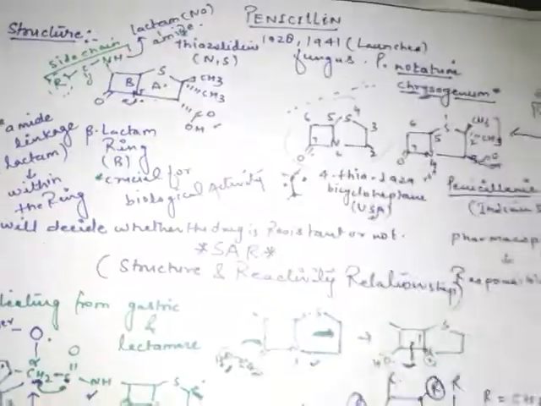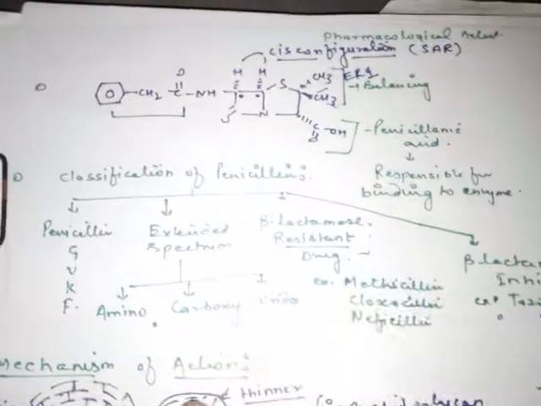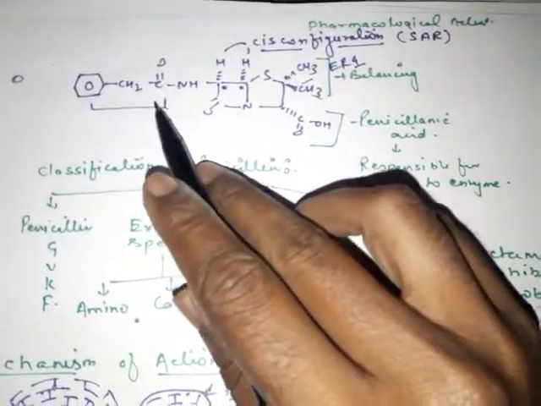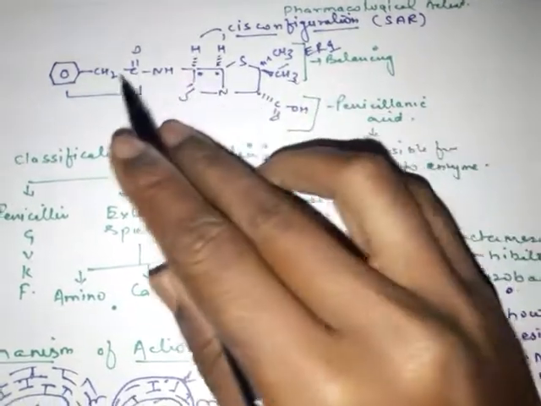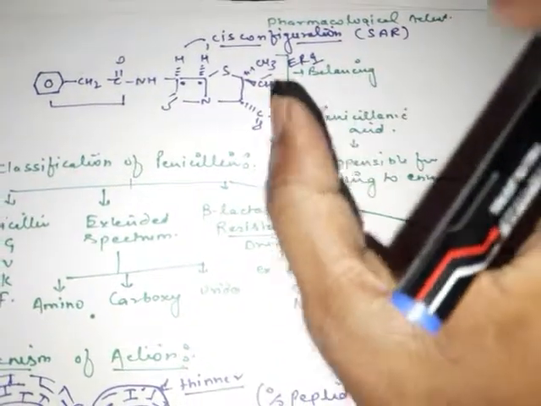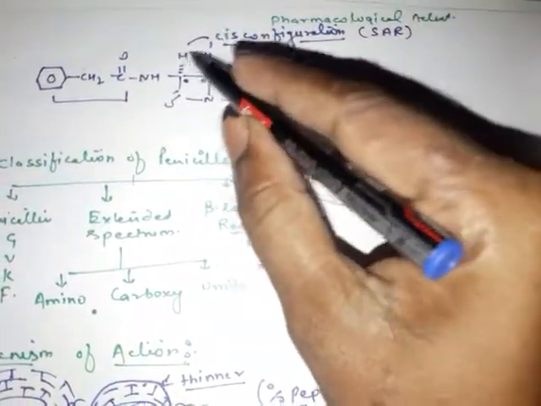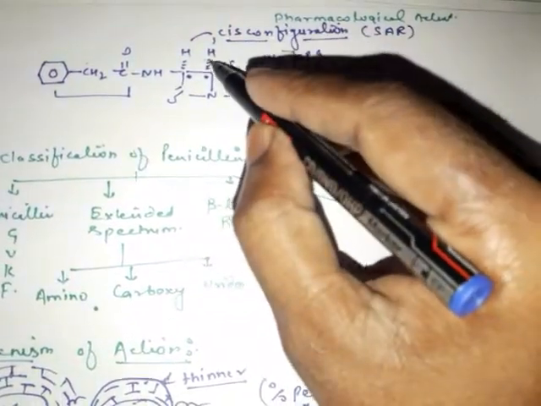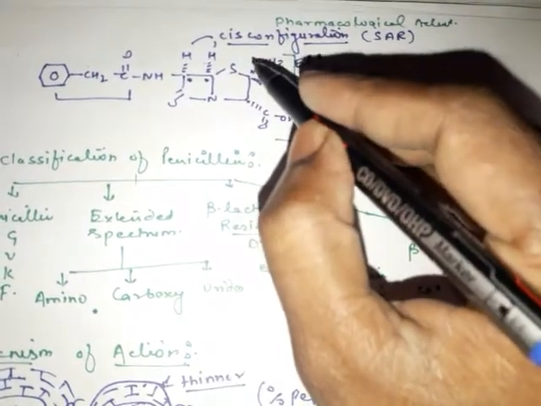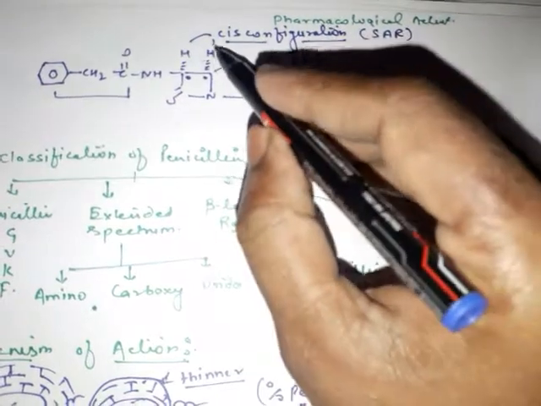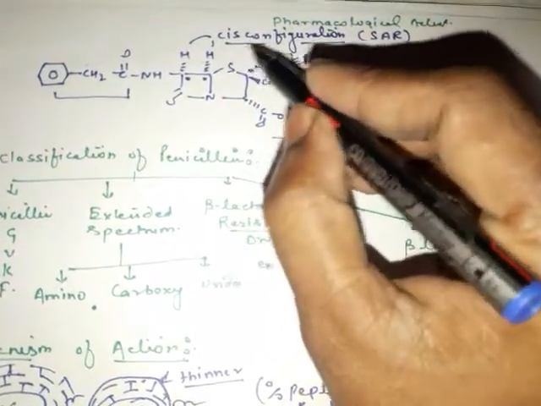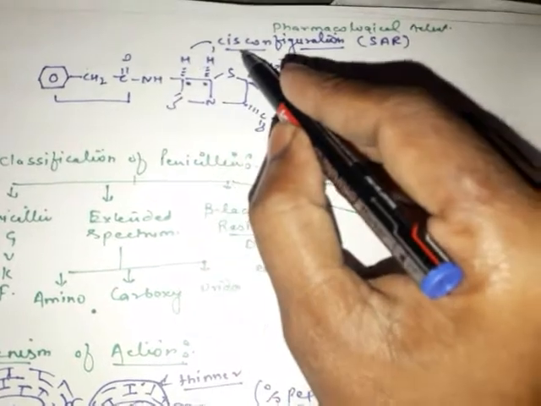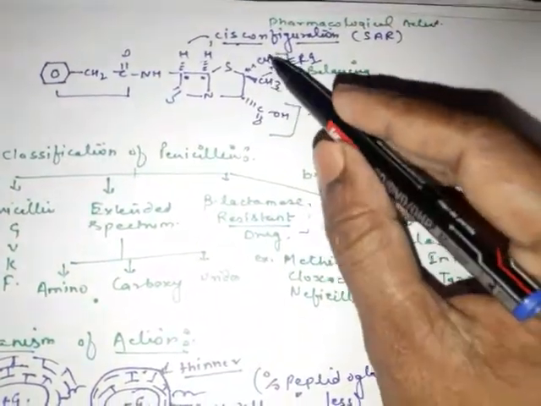Another point: if you see this structure, the SAR, structure-activity relationship, then these three groups are very important. The first one is this one. This hydrogen always remains in the cis position, cis configuration. If you add the trans hydrogen, then it will show no effect, meaning it will not show the antibacterial properties. So the hydrogen will be in cis configuration, and these methyls will be anti to each other.